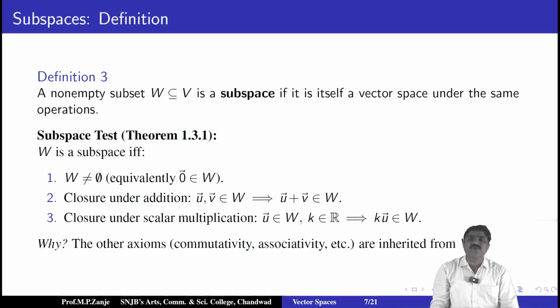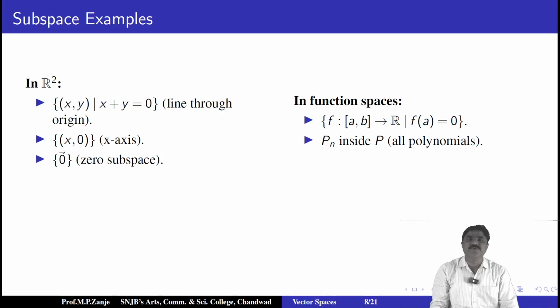Why are the other axioms, commutative and associative, inherited from V? This is a very important result for subspaces: we have to prove only closure under addition and scalar multiplication, and all the remaining axioms of vector space are inherited. In R square, say x plus y equal to 0, a line through the origin, is an example of a subspace; the x axis and the zero subspace are too. In function space, functions with f of a equal to 0, and polynomials of degree at most n, are also subspaces.